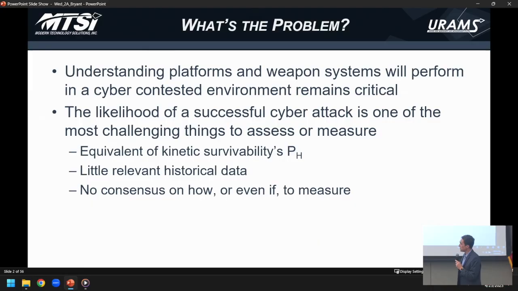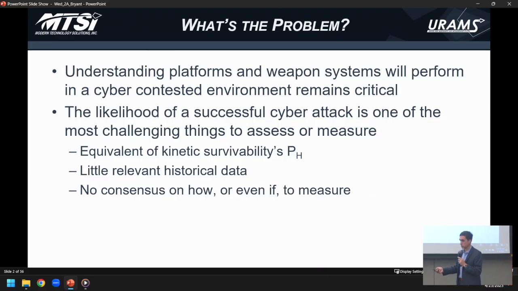Okay, there is little relevant historical data. So if you think about it, if I want to talk about a hit to a fuel tank, I've got all kinds of testing and studies that have been done. I've got repeatable experiments, and I've got 80 years worth of combat data of airplanes blowing up or not blowing up when they get hit. I have none of that in cyber. There's very little consensus on how or even if to measure.